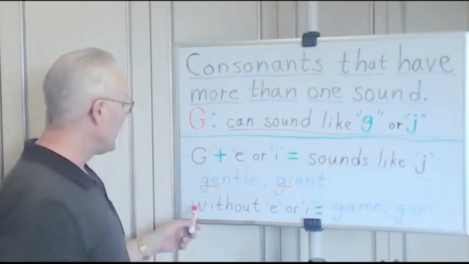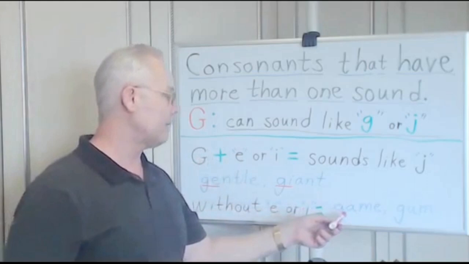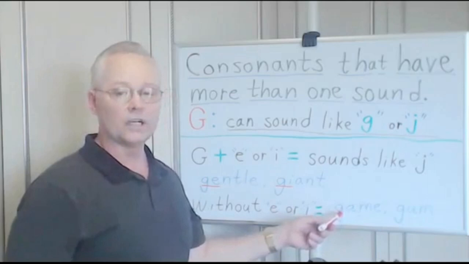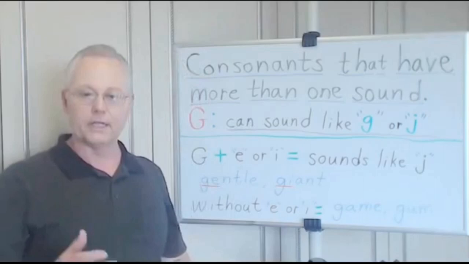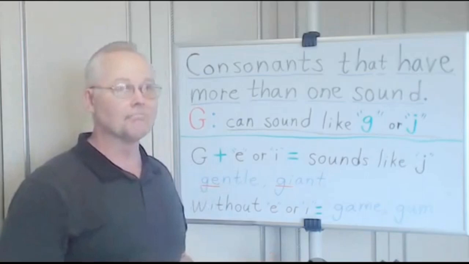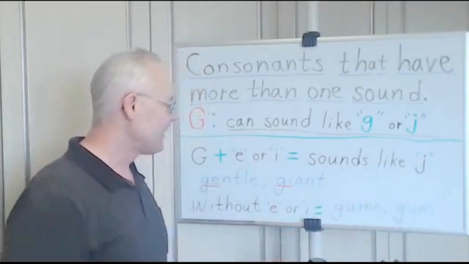Now, without E or I after G, we have the way we would expect G to sound in most words, like g, game. You play a game, a baseball game, a card game, right? Gum, g, gum. Now, maybe you like to chew gum, chewing gum. G-U-M. All right, that's the letter G.